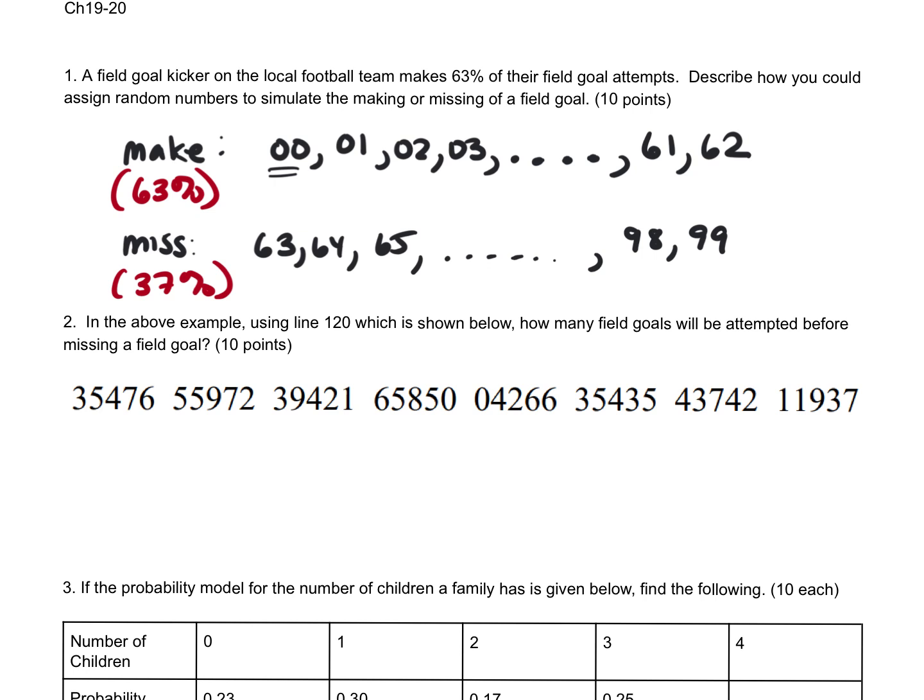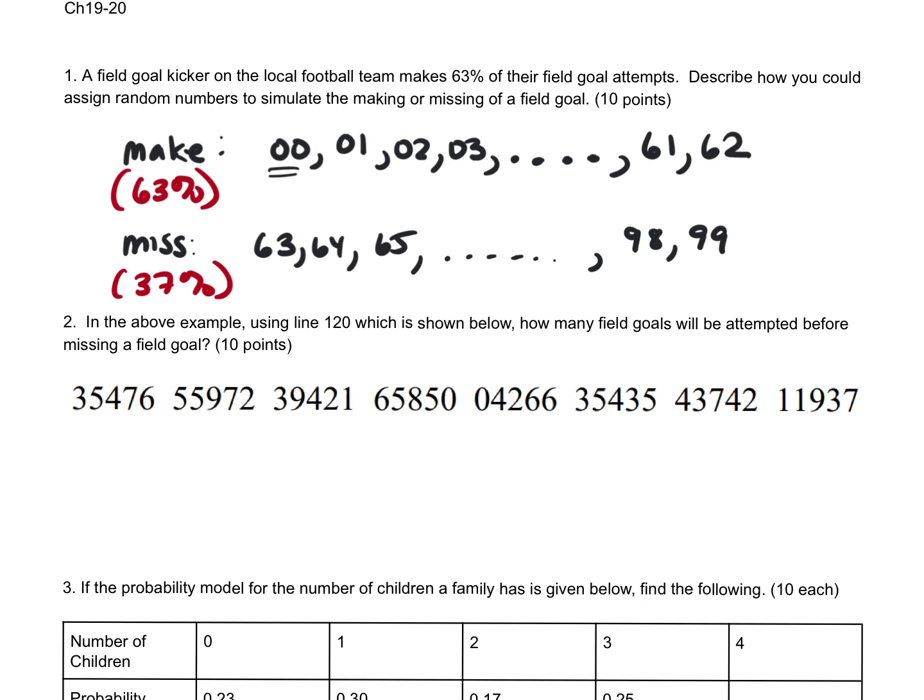You can have events that have more than 2 things. On the review, you'll see colors of different things, and there's lots of different colors. So you don't have to have just 2. You can have lots. So the second question that goes along with this says, in the above example, using line 120, which is shown below, how many field goals will be attempted before we miss a field goal?